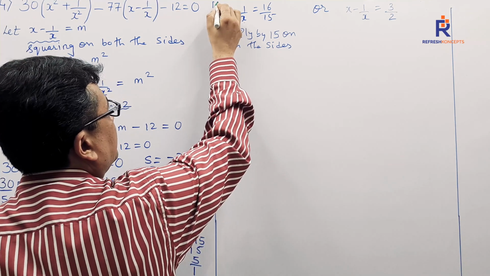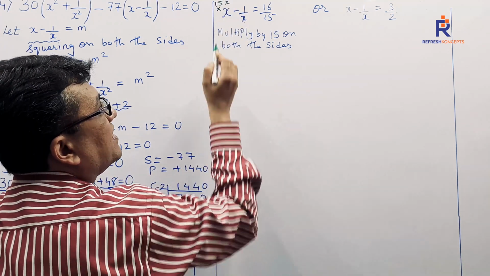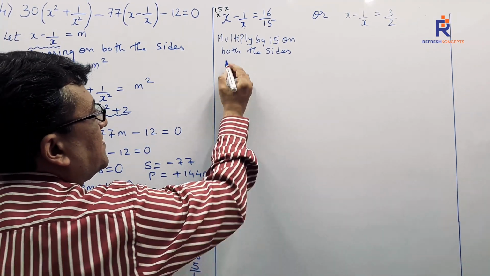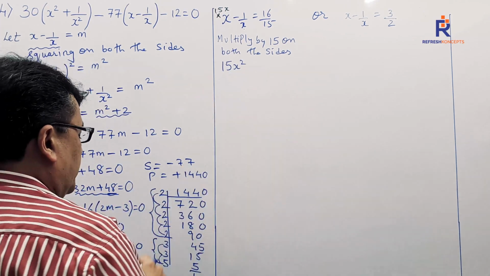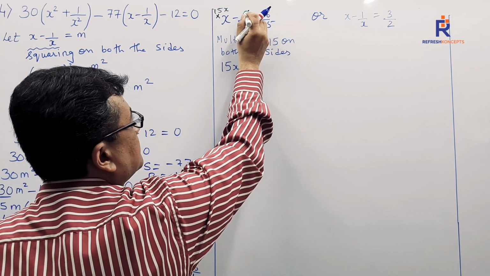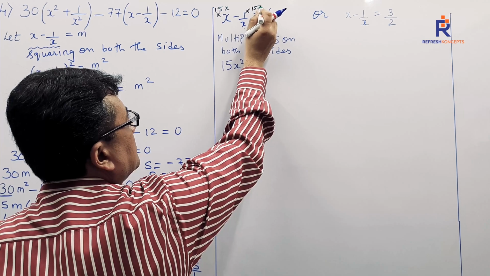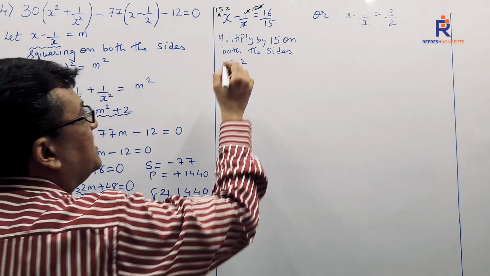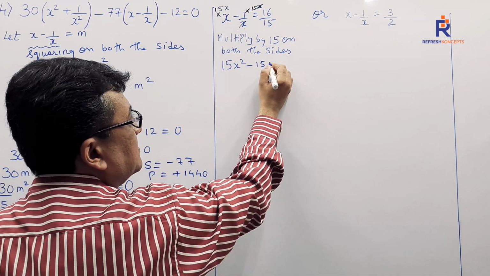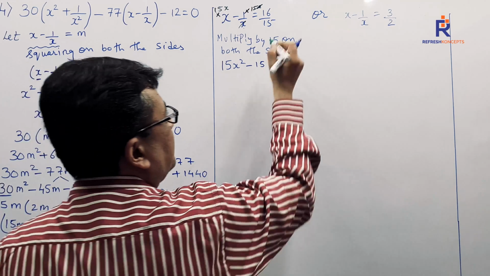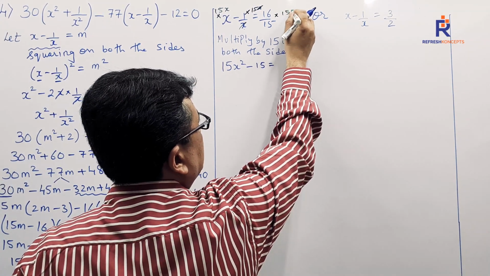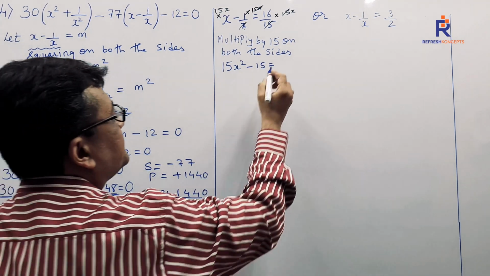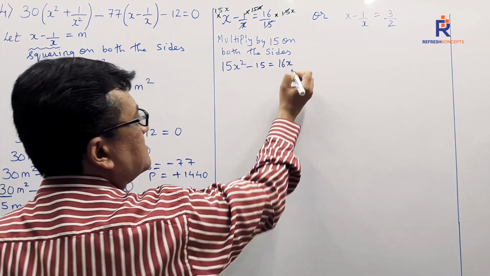When I multiply this by 15x, 15x into x, is it going to give me 15x square? 15x square. When I multiply this by 15x, don't you think this x and this x will get cancelled off? Indeed it will get cancelled off. I'm left with minus 15 is equal to, when I multiply this by 15x, 15 and 15 get cancelled off, I'm left with 16x is equal to 16x.